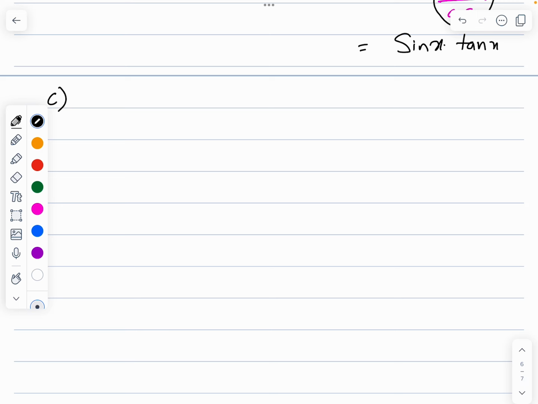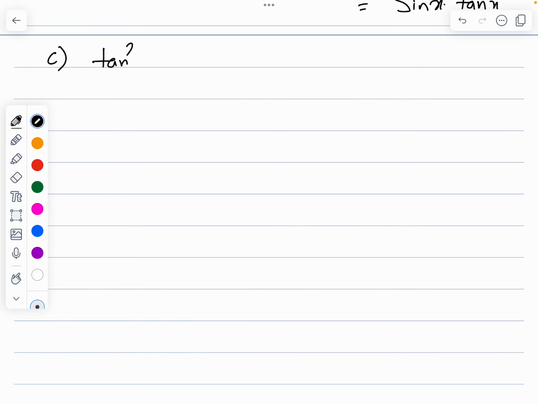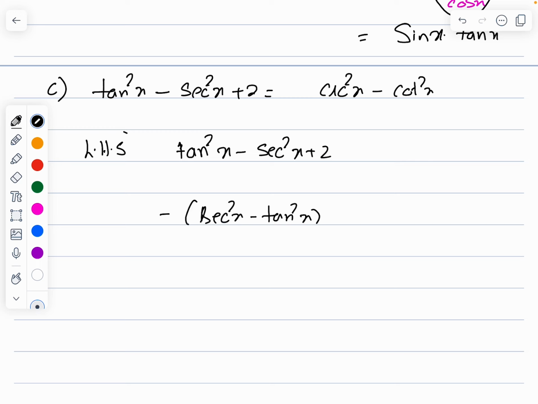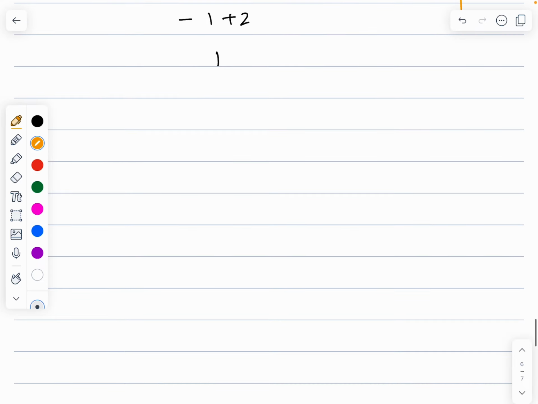Coming to part C, tan square x minus secant square x plus 2 should be equal to cosecant square x minus cot square x. So I take the left hand side, tan square x minus secant square x plus 2. Take minus common, it becomes minus of (secant square x minus tan square x) plus 2, which is minus 1 plus 2, which is 1.